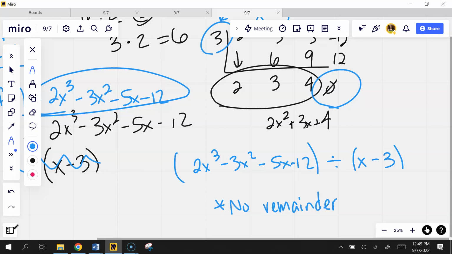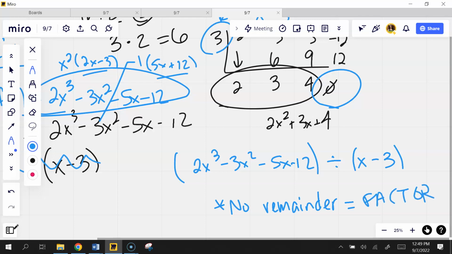You could try to factor by grouping this one, but it wouldn't factor. Because I could take an x squared out of this, it'd leave me with 2x minus 3. Nothing to take out of there, so it leaves me with 5x plus 12. And since those aren't the same, it doesn't work. All right, so no remainder means I have found a factor.